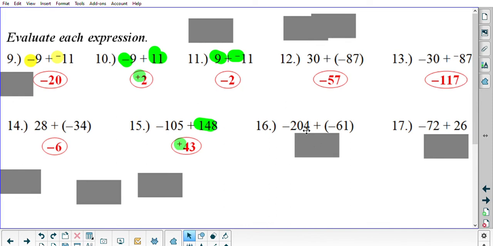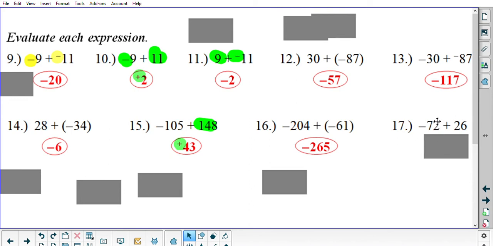If you don't want to put the tiny little positive symbol, you don't have to. Number 16, both numbers are negative, so they are the same sign. You will add in your head or off to the side. That's going to give you 265, but remember the answer has to stay negative when both numbers were negatives. And number 17.